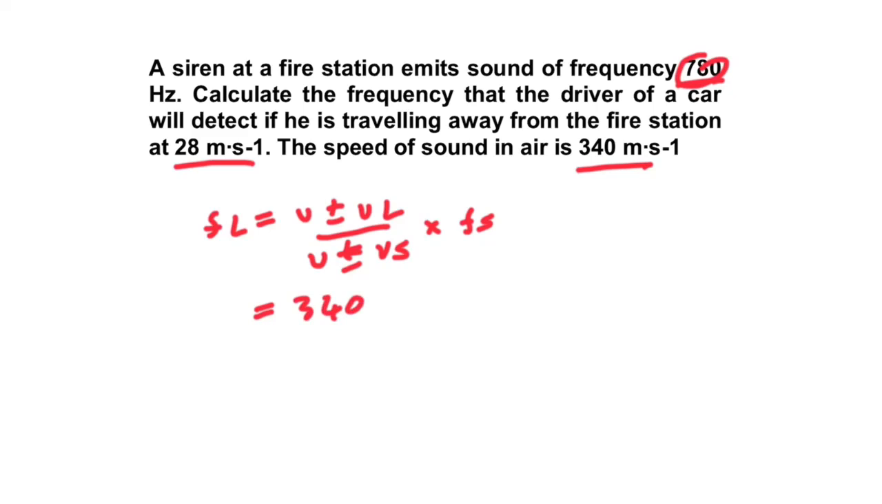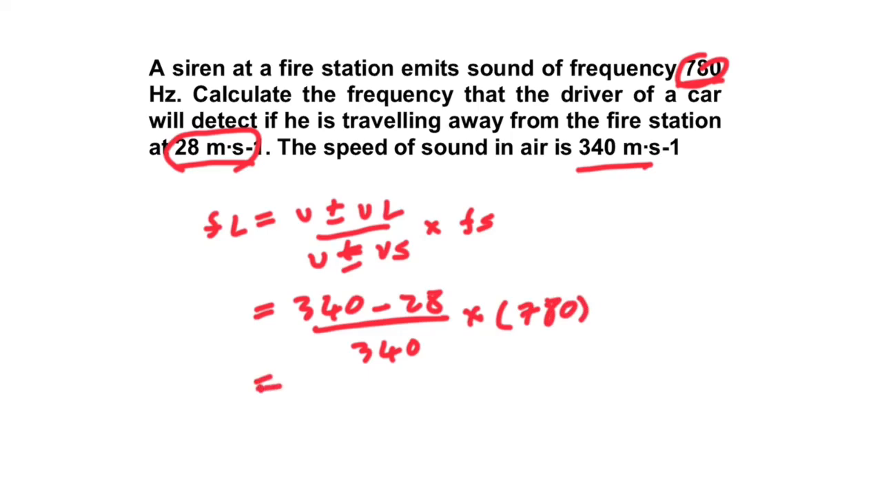The car is moving away from the fire station at a velocity of 28 meters per second. So we're going to have 340 minus 28, divided by 340, since the source is stationary, multiplied by the emitted frequency, which is 780 Hertz. In this situation, we are expecting the frequency observed to be less than that which is emitted.